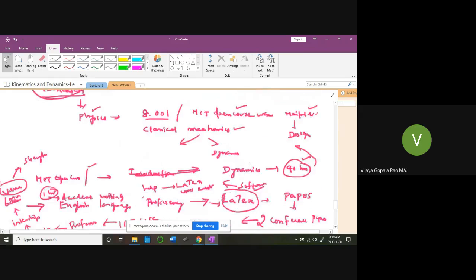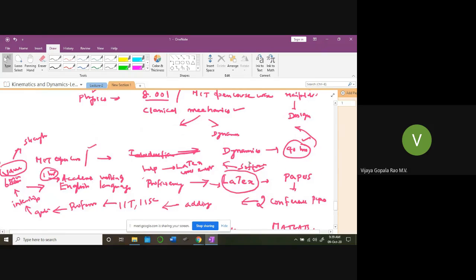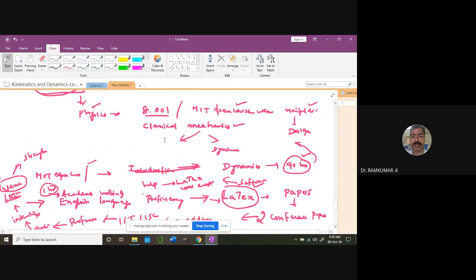Under mechanical, we have to have a basic understanding of physics. For that also, there is a course suggestion in MIT OpenCourseWare, 8.01, classical mechanics. Check it out.